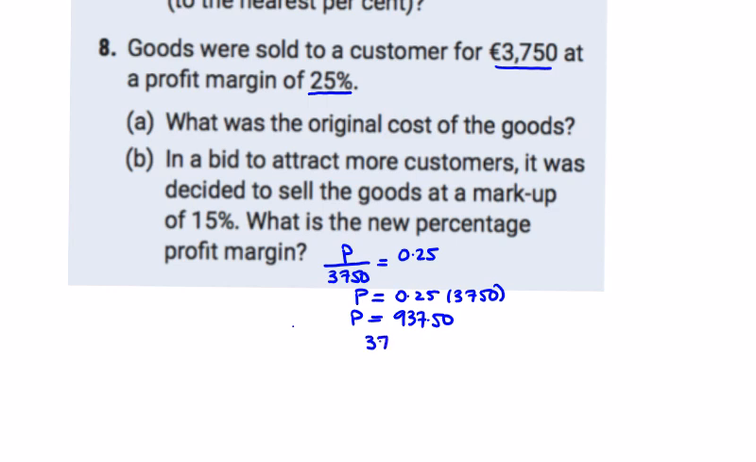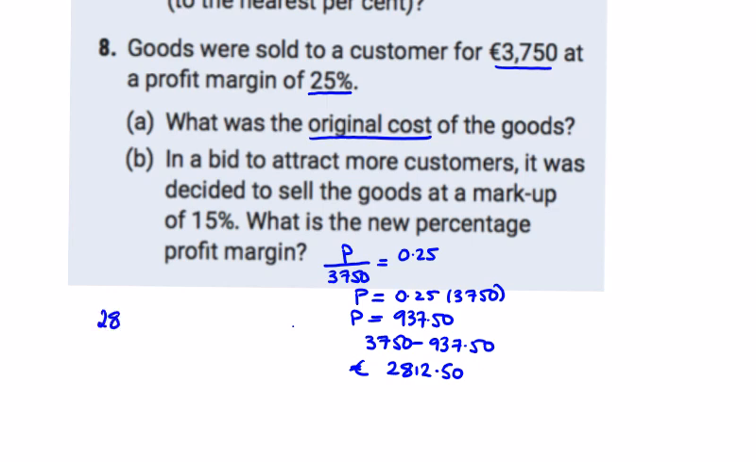So let's take 937.50 away from 3750. That's given 2812.50. Sorry, 2812.50, of course. I can't read anymore. 2812.50, and that's the original cost of the goods. And in a bid to attract more customers, it was decided to sell at a markup of 15%.